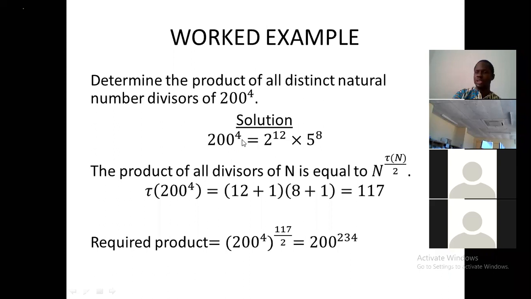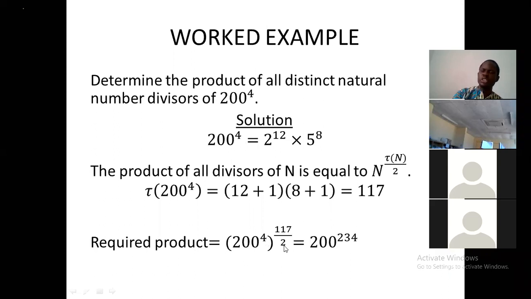I believe that's not an issue, that's why I didn't do it here. The important thing is that 200 raised to the power 4 is the same thing as 2 raised to the power 12 times 5 raised to the power 8. Now, we're interested in the number of divisors of 200 raised to the power 4. And the idea is simple. Once you express the number as a product of its prime factors, you simply do 12 plus 1 times 8 plus 1, and we have 117.